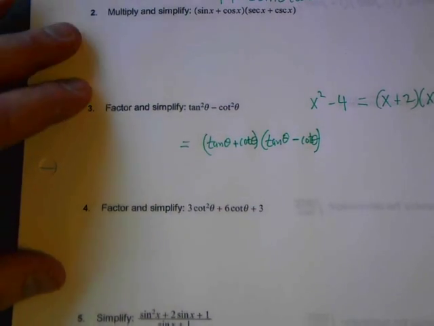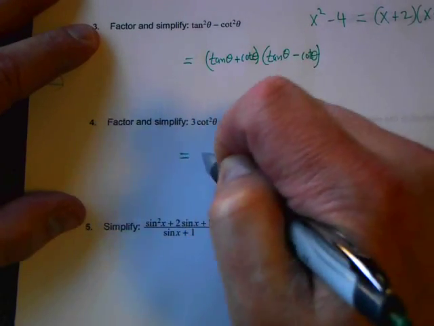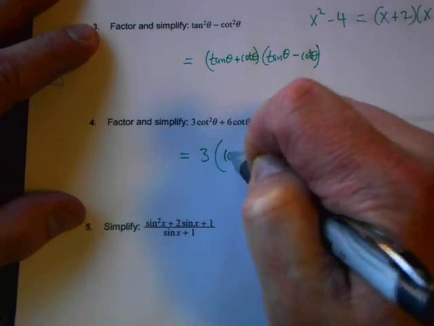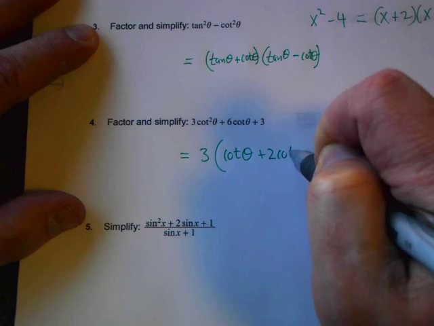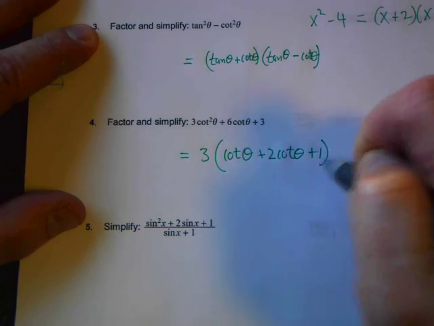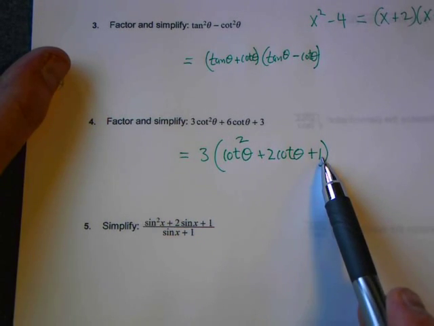All right, how about number 4? What can you do with number 4? You can certainly factor out a 3. So that's going to be 3 times cotangent squared theta plus 2 cotangent theta plus 1, cotangent squared theta on that first one. Can you factor more than that? I can't factor out a cotangent theta. Why not? Because there's no cotangent theta in this last one, is there? It's not a common term.